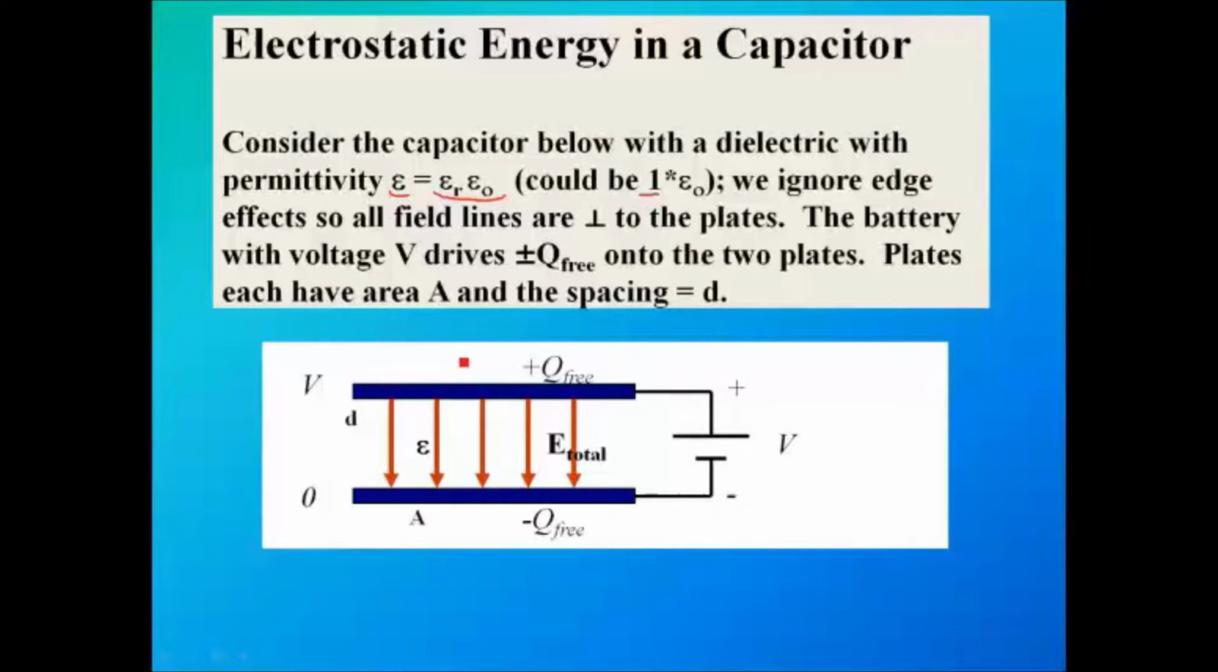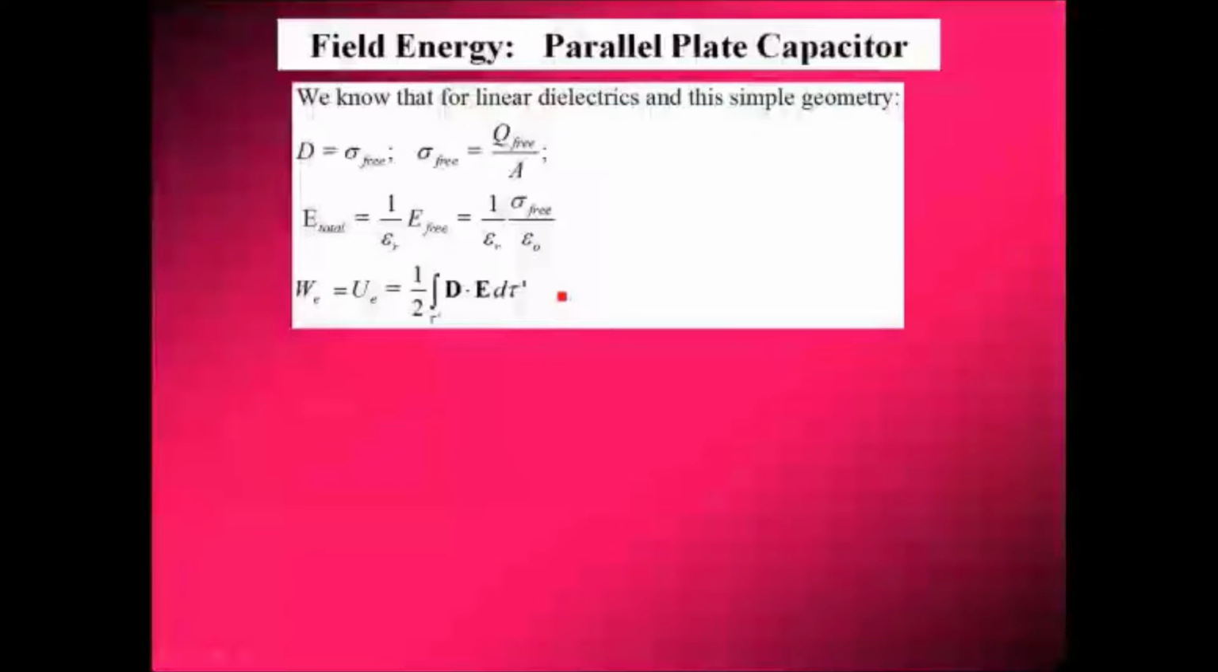And the battery, if we place a battery across here, is what drives the free charge out onto the plates. So this will have plus Q free and this will have minus Q free. And of course really they're located on the inside surfaces. And we're going to take the area of the plates as A and the spacing d. If we go for linear dielectrics again, this simple geometry has D equaling sigma free, where sigma free is the total free charge divided by area.